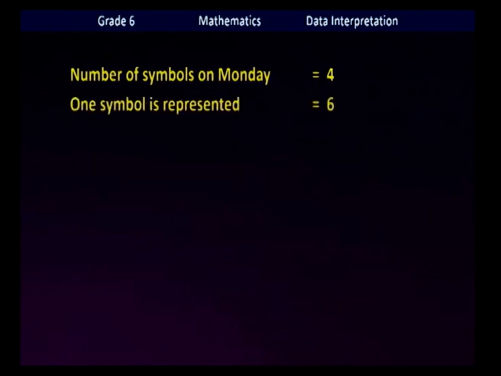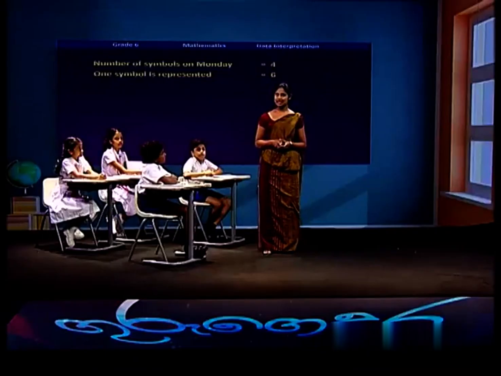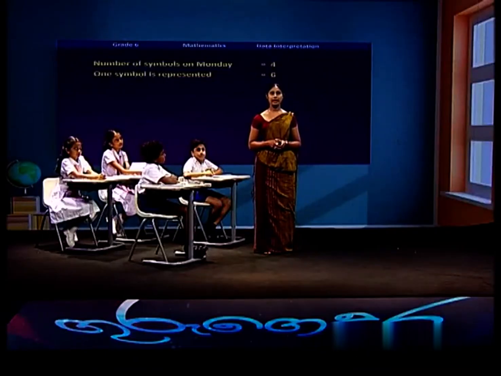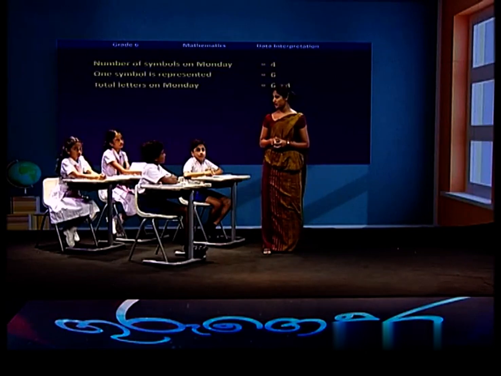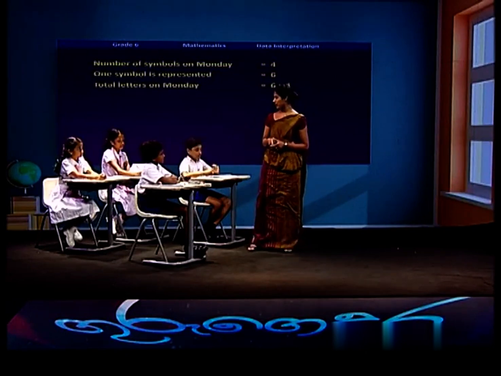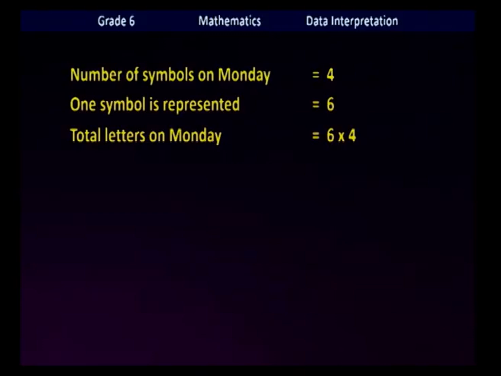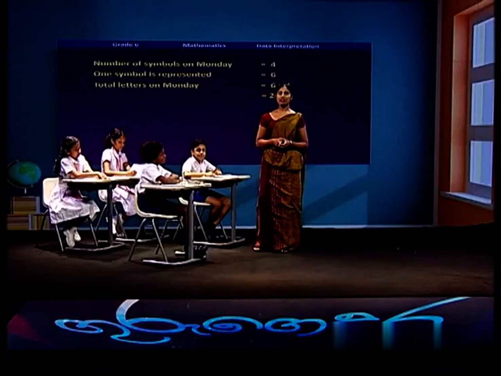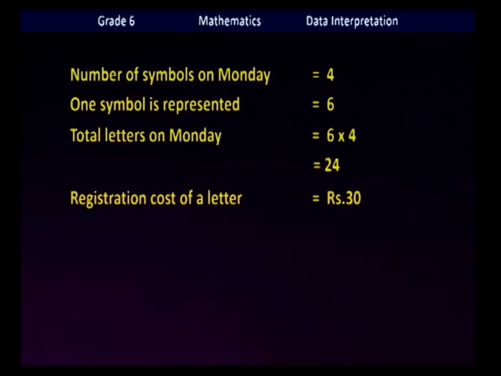One symbol represents how many letters? 6 letters. Then, how many letters on Monday? To get that, we should multiply 6 by 4. So, what is the answer? 24. Yes, 24 letters. So, you know, in this question, they have given the registration cost of a letter. So, what is the registration cost here? 30 rupees.